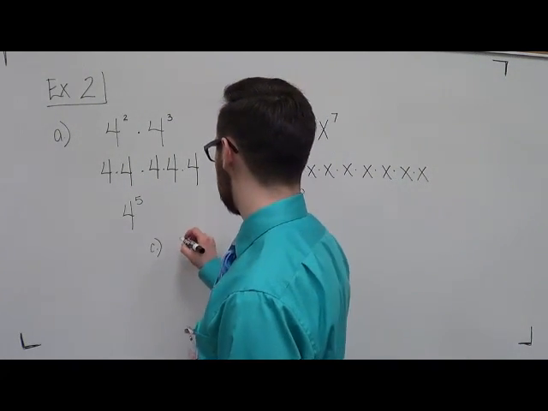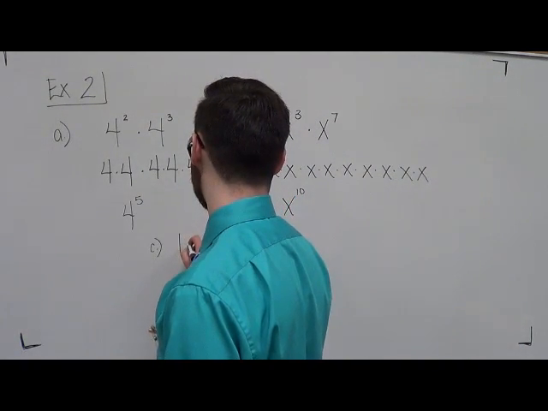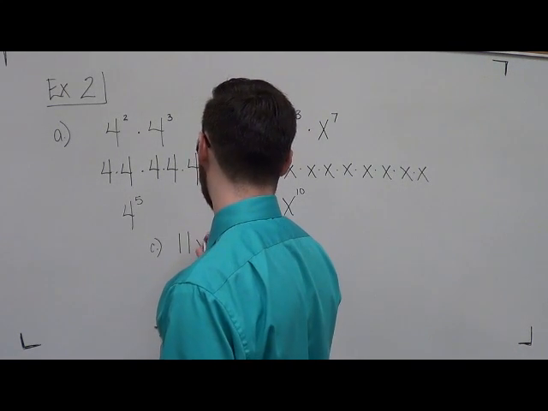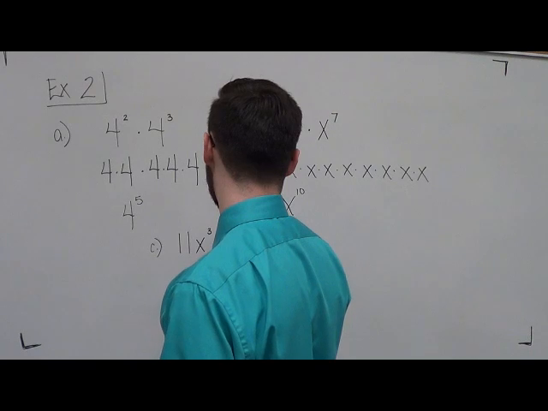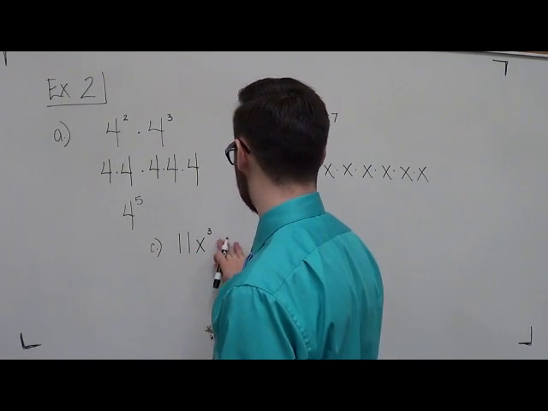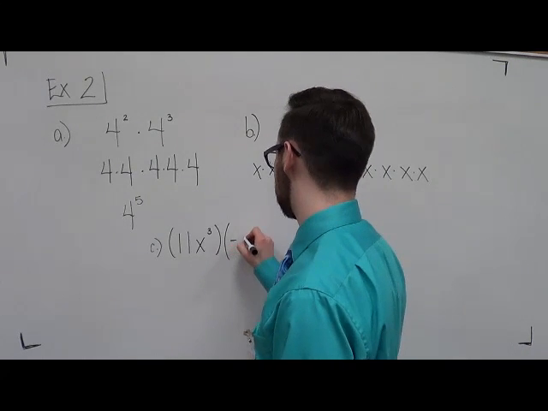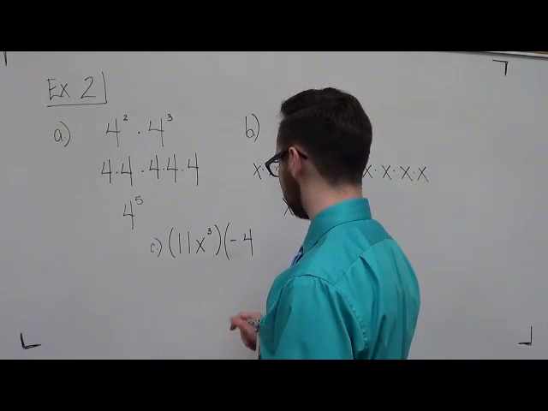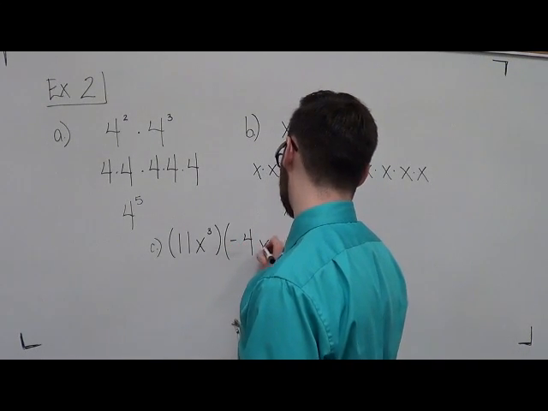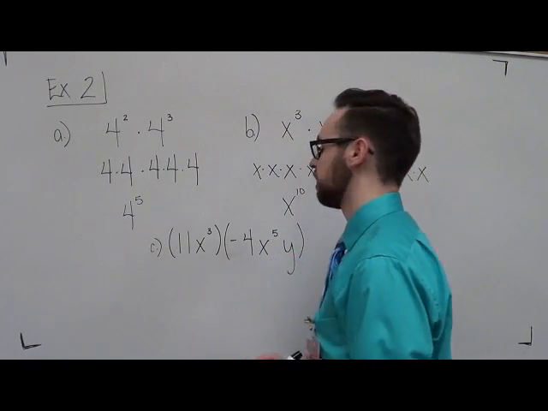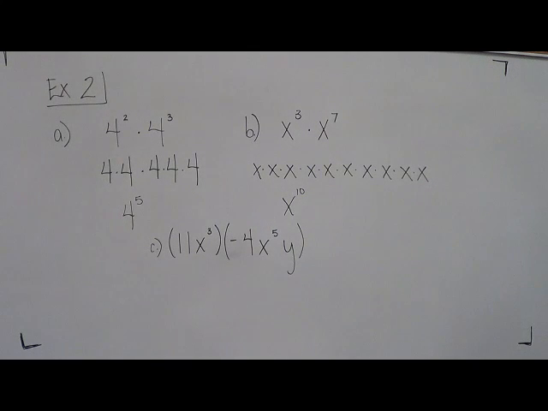So if I say, let's see, yeah, we'll do 11x to the third times, we'll do it this way, parentheses, times negative 4x to the 5th y. So I just boosted this quite a bit. So we threw all kinds of things in there.